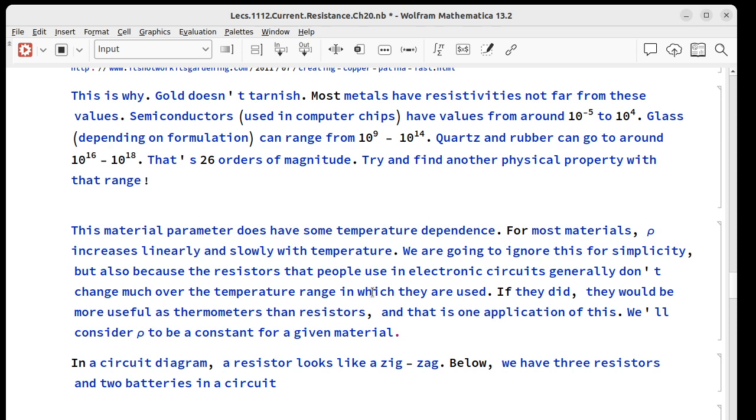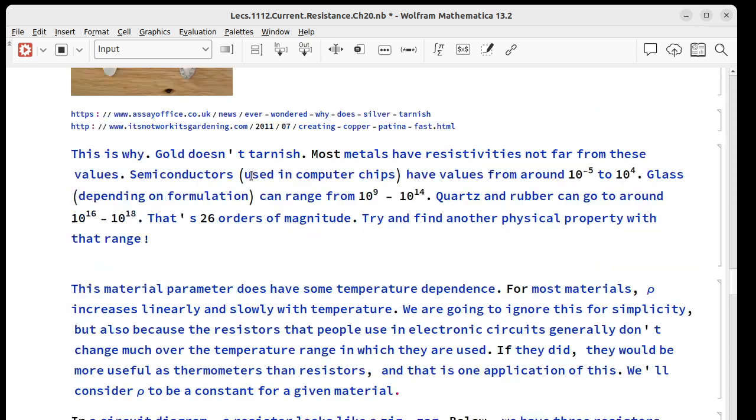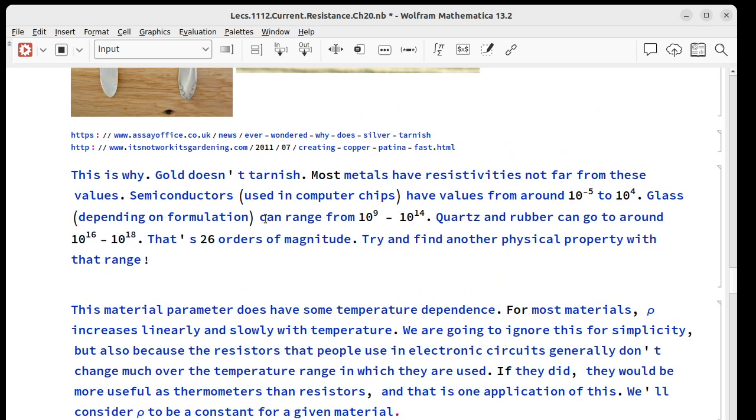Semiconductors, like we use in computer chips, have values from 10 to the minus 5 all the way up to maybe 10,000, depending on what they're made of exactly. Glass can go from 10 to the ninth to 10 to the 14th. Quartz and rubber, you go somewhere 10 to the 16th, 10 to the 18th. So there's a huge range between the best conductors, even not superconductors, and the best insulators. 26 orders of magnitude. That's a factor of more than a trillion trillion. It'd be hard to find a physical property with a greater range.